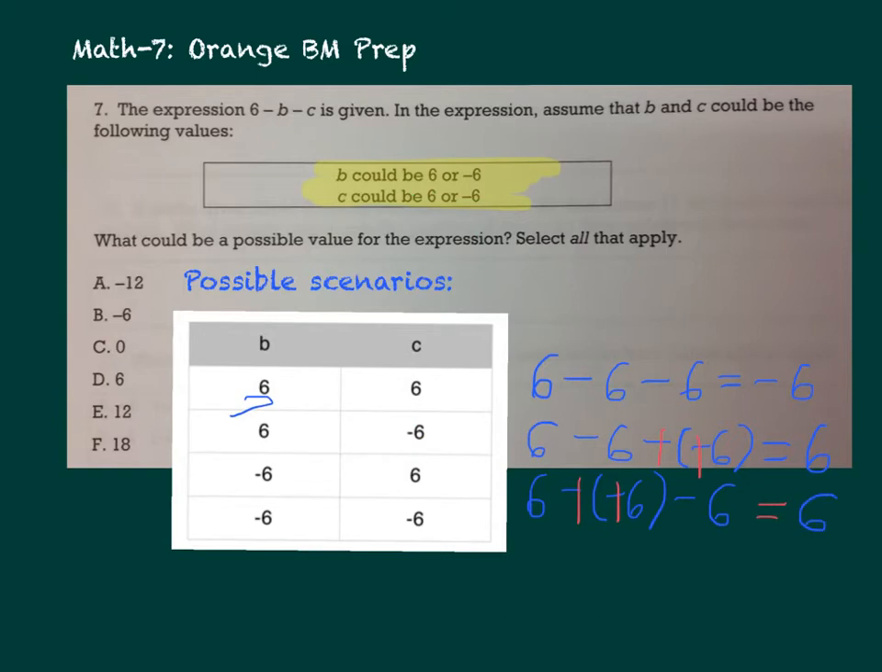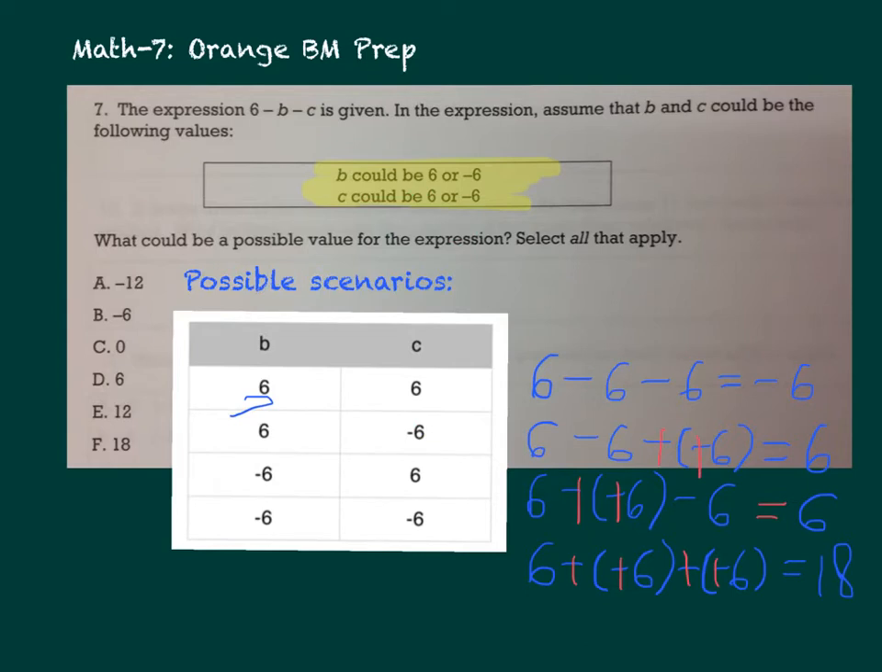Okay, and then we're almost done. The last scenario here, b is negative 6. So 6 minus negative 6, just like the last one. And then minus c. Minus c here, so minus negative 6. Okay, so 6 minus negative 6, same as adding the opposite. So this is the same as 6 plus positive 6, that gives you 12. And then 12 minus negative 6, again adding the opposite. So 12 plus positive 6. Then your answer is 12 plus 6, which is 18.